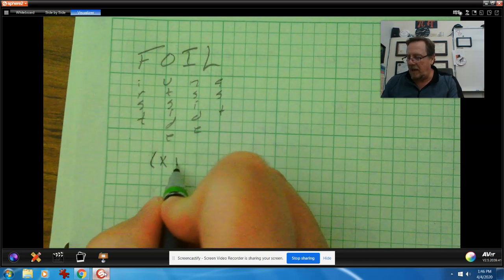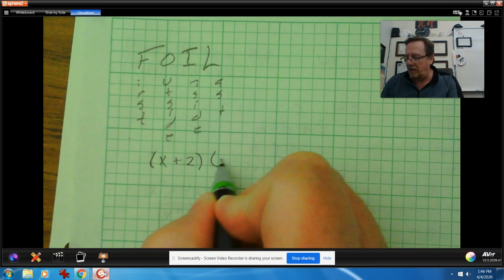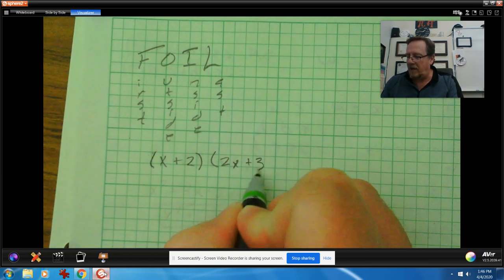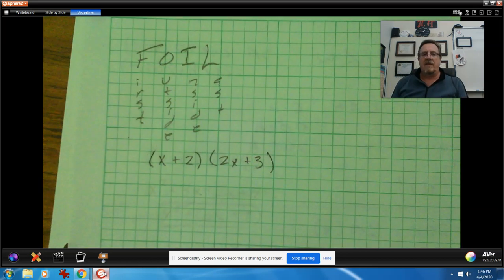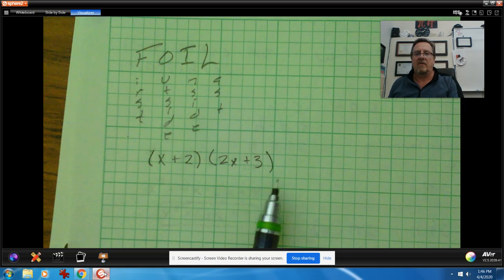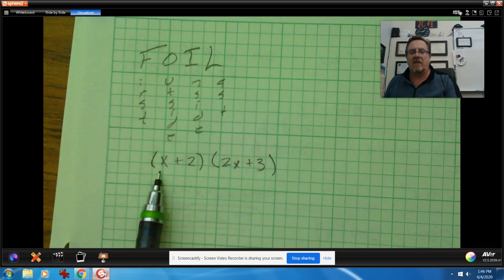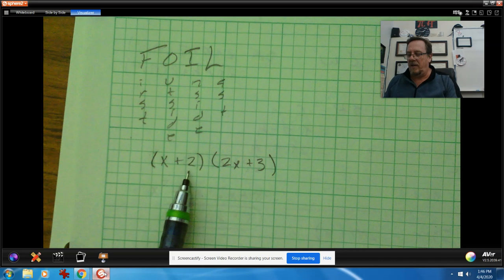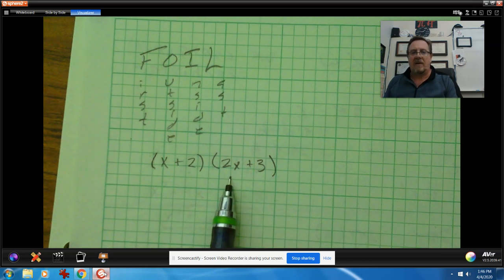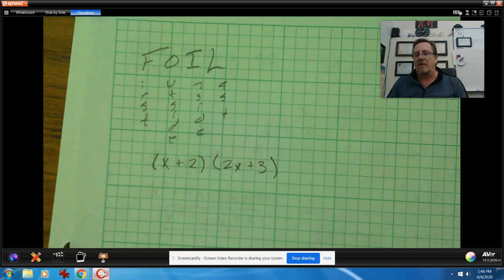So suppose I had x plus 2, and I wanted to multiply it by, let's make it 2x plus 3. These are each binomials because there's two terms here. That's a binomial. There's two terms here. That's a binomial. x represents the first term in this first binomial. 2 represents the last term in this first binomial. 2x represents the first term in this binomial. And 3 represents the last term in that binomial.